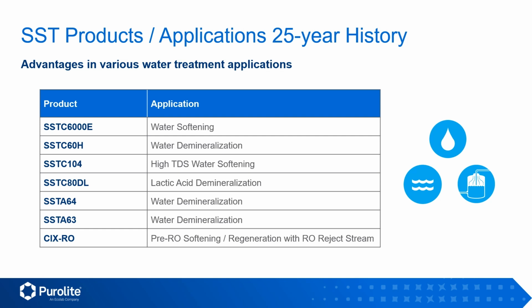To further enhance the savings in water demineralization, we developed Type 1 and Type 2 strong base anion resins with similar performance enhancements as with the strong acid cation resin. Lastly, we developed an SST cation resin that can be used ahead of an RO system to increase the RO water recovery and is regenerated using only the RO reject stream.